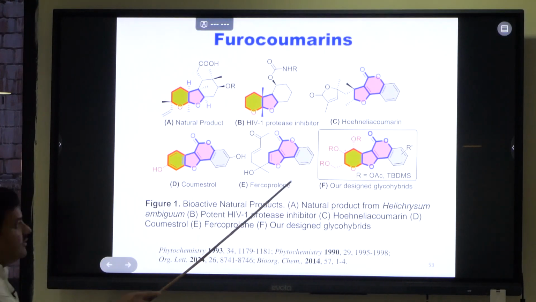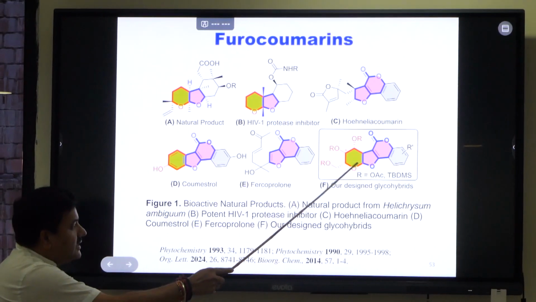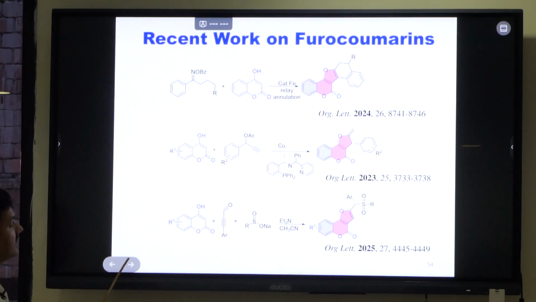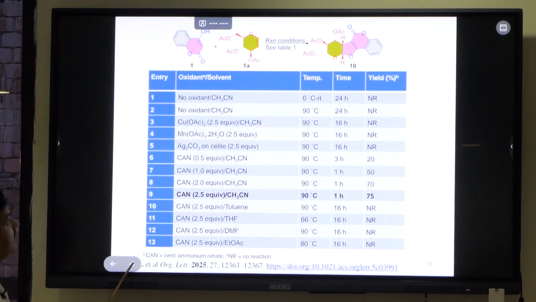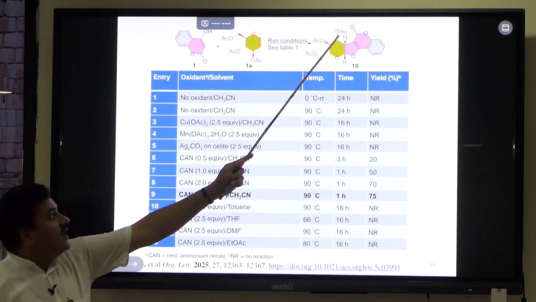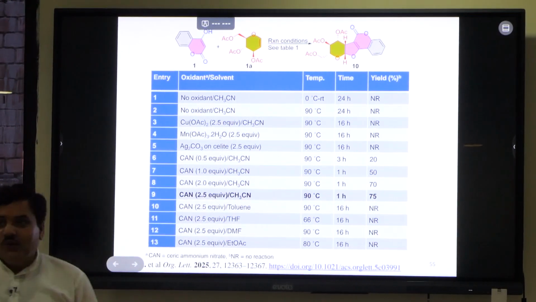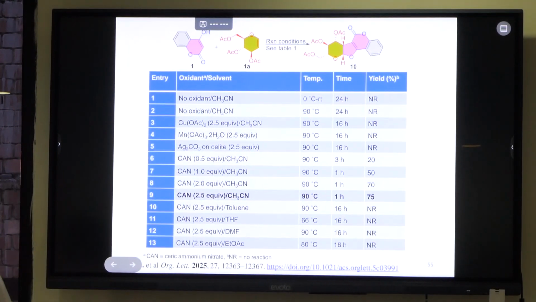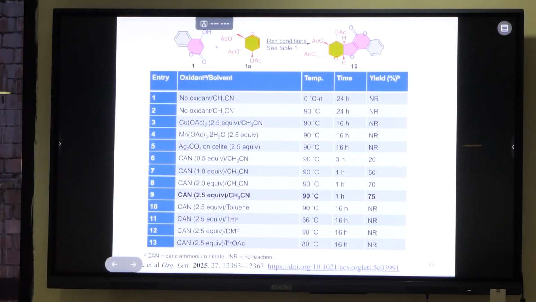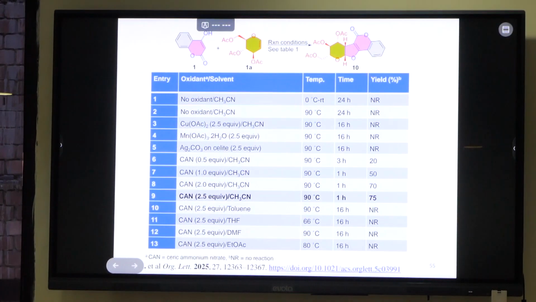This particular center, if you see here, this is chiral and this is chiral. So 2 new chiral centers were coming. See, these 2 new chiral centers are forming. If 2 new chiral centers are coming, how many possible isomers? 2 to the power n.